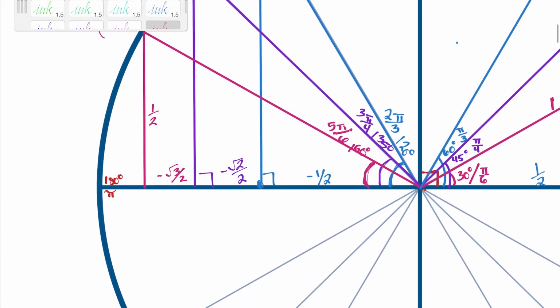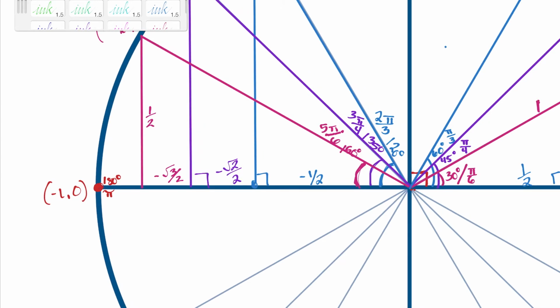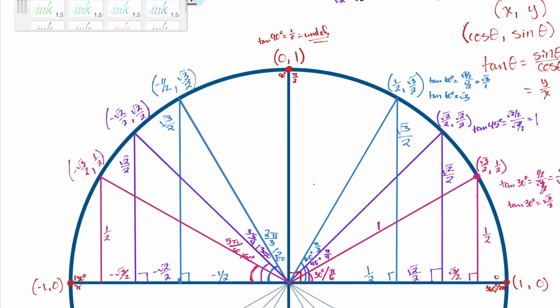And so my 180 degrees, or my pi, because we've gone from the origin and just gone to the left 1 unit, that means I have negative 1 comma 0 as my x and y value. So cosine of pi, or cosine of 180 degrees, is negative 1. Sine of 180 degrees, or sine of pi, is 0. The last thing I want to do is my tangents for each of these.